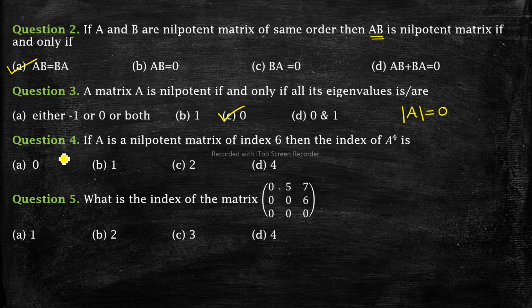Now in the next question they are asking: if A is a nilpotent matrix of index 6, a very important question, then what will be the index of A to the power 4? A to the power 4. We have two different ways to obtain the result. For A to the power 4 we have to multiply. How many times will we multiply?